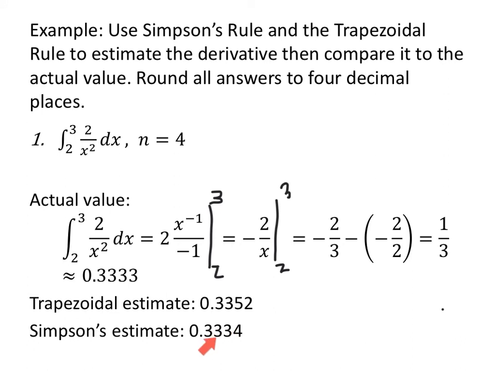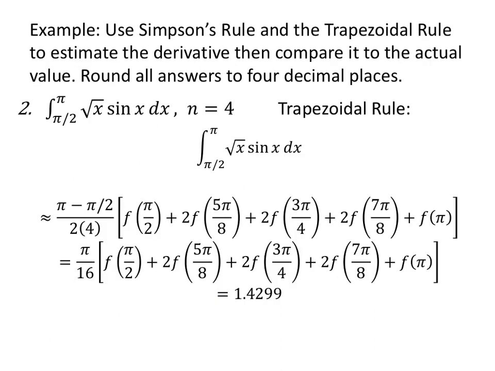0.3333. Look how close Simpson's estimate is. It's an even better estimate than the trapezoidal estimate, but you have to have an even number of subintervals. The trapezoidal will work with n equals 7, n equals 13. Any of your favorite unlucky numbers will work just fine. So, what about a function that we can't compare?